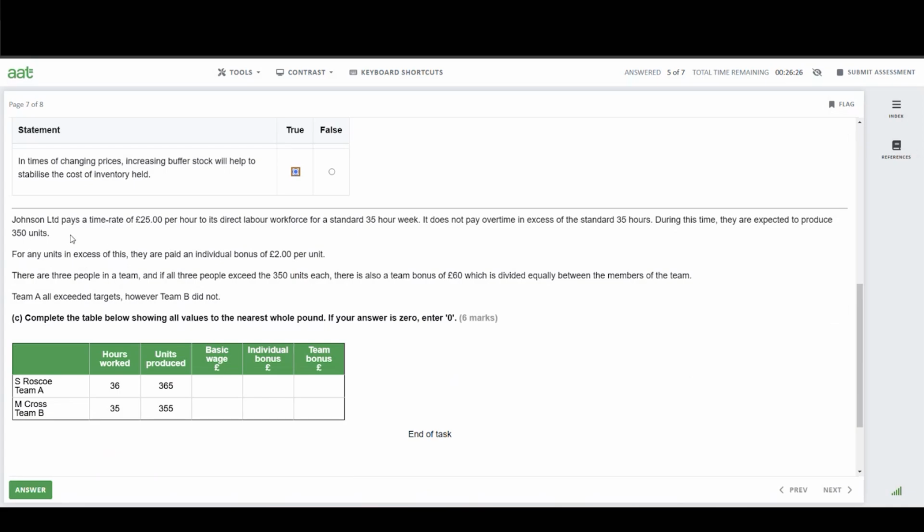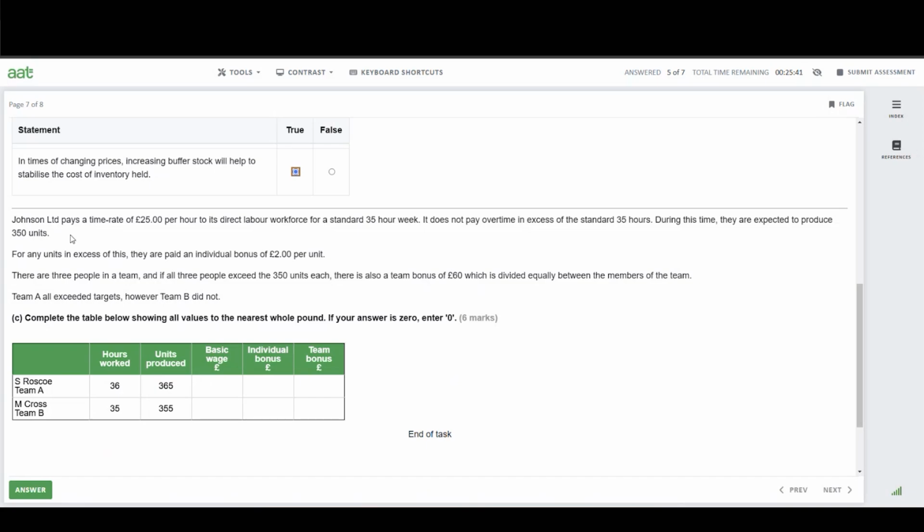Next one down then, Johnson Limited pays a time rate of £25 per hour to its direct labour workforce for a standard 35-hour week. It does not pay overtime in excess of the standard 35 hours. During this time, they are expected to produce 350 units. For any units in excess of this, they are paid an individual bonus of £2 per unit. There are 3 people in a team, and if all 3 exceed the 350 units each, there's also a team bonus of £60, which is divided equally between the members of the team. Team A all exceeded targets, however, Team B did not.